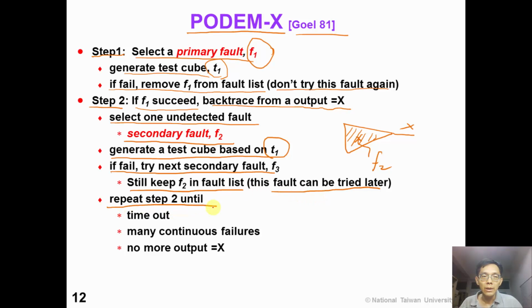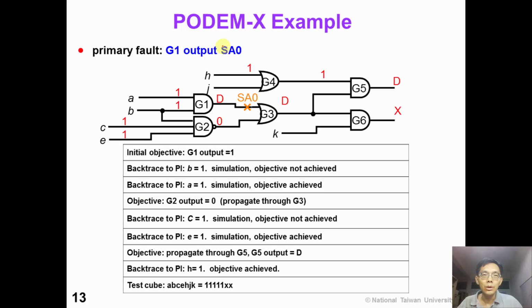We repeat step 2 until one of 3 conditions is satisfied. It can be a timeout condition, or we have many continuous failures, or there is no more output with unknown values. Here we show a Poden-X example. Suppose that we first choose a primary fault, which is the G1 output stuck-at-0 fault. We would do a PODEM test generation for this fault.